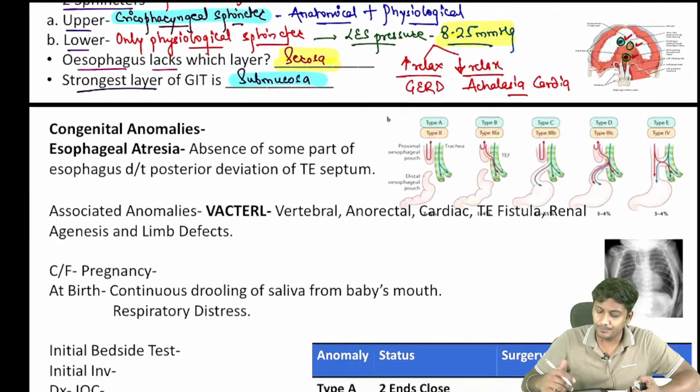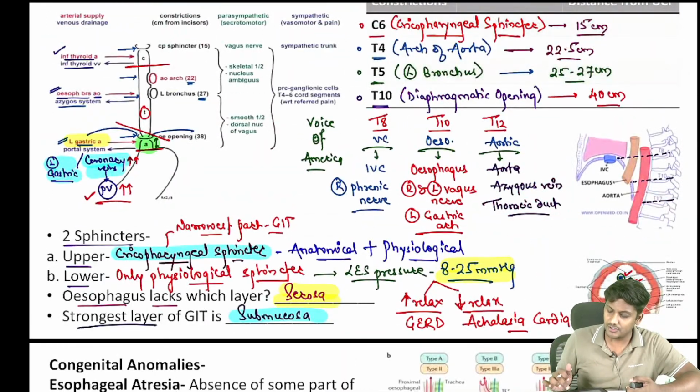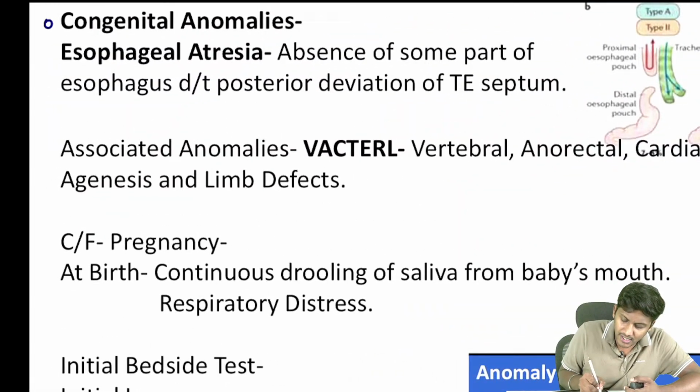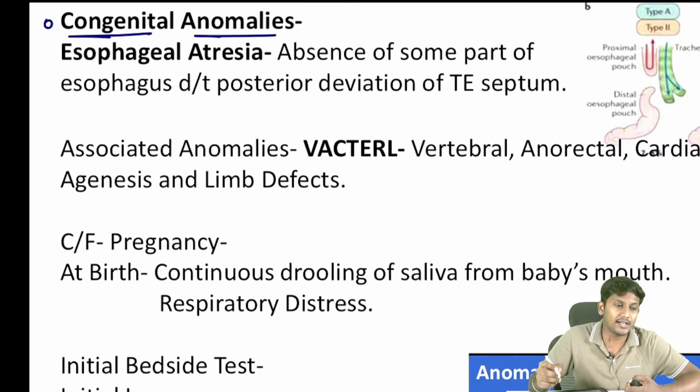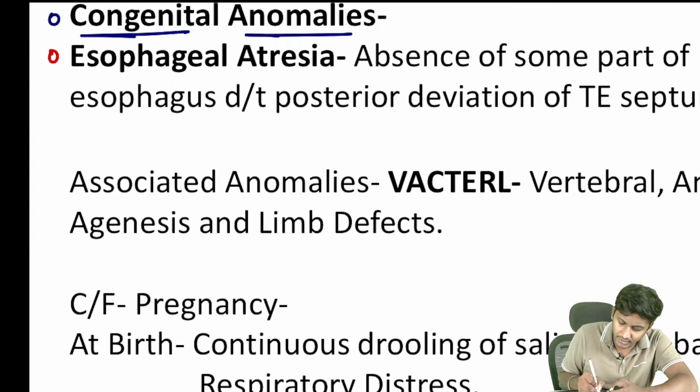Now if I talk about some congenital anomalies of your esophagus, bache. The first congenital anomaly. Congenital matlab the condition which is present since birth is what is called congenital. Anomaly matlab where there is an abnormal development, that condition is called an anomaly. Okay, that is a defect in short. Congenital anomalies की अगर मैं बात करूं, the first condition we are going to talk about is esophageal atresia.